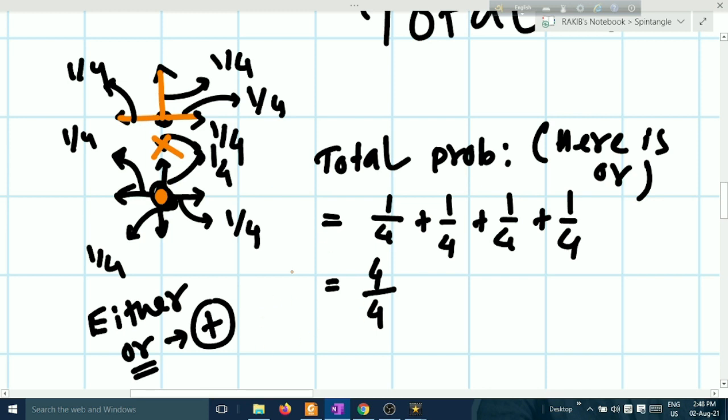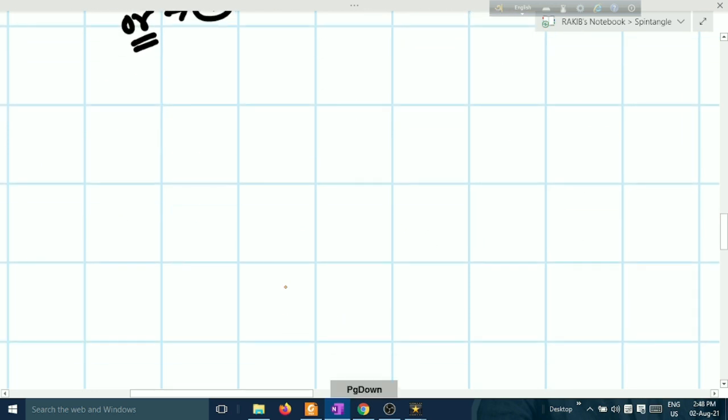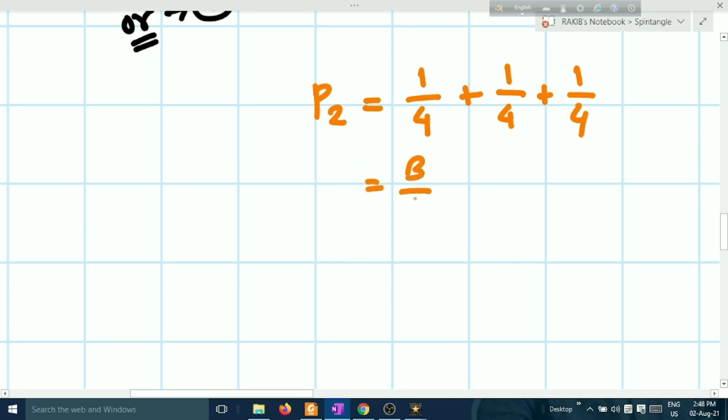Therefore, now the probability becomes, I am writing this as P1. P1 means site 1. This is site 1, and this is site 2. So the probability on site 2 will be what? How many paths can you take? There are 3 paths you can take, and the total probability will be 3/4.